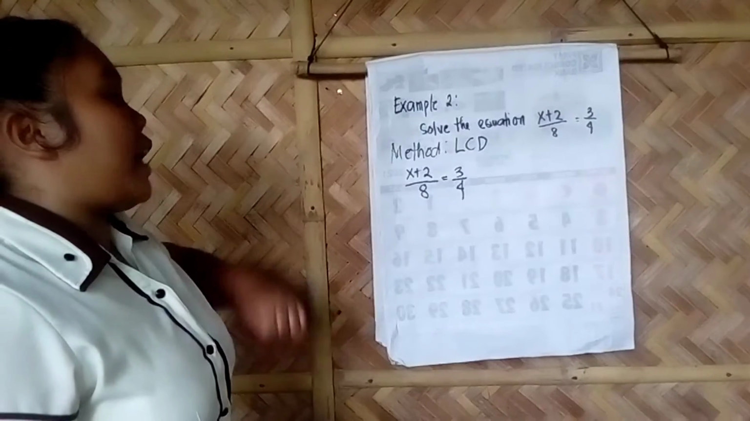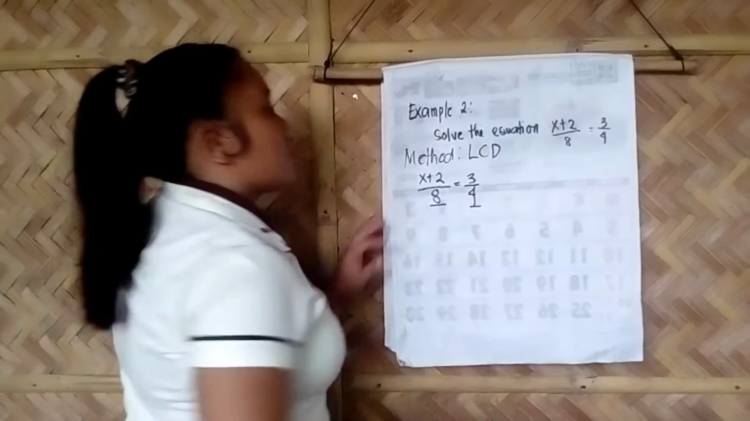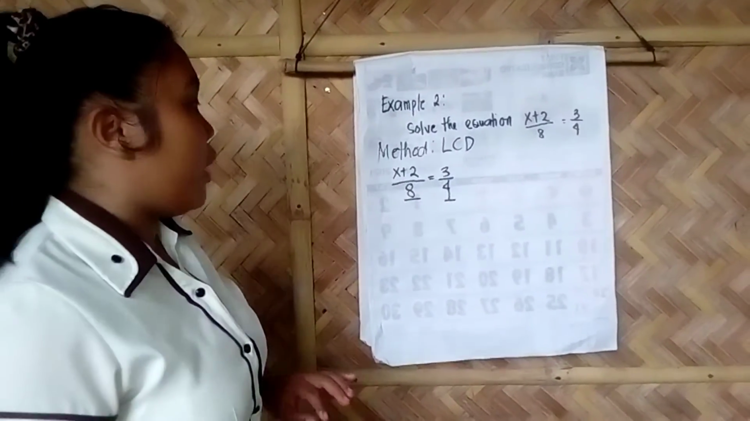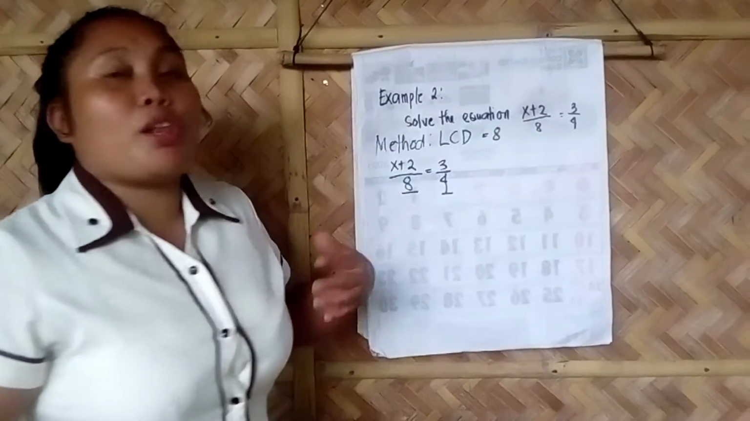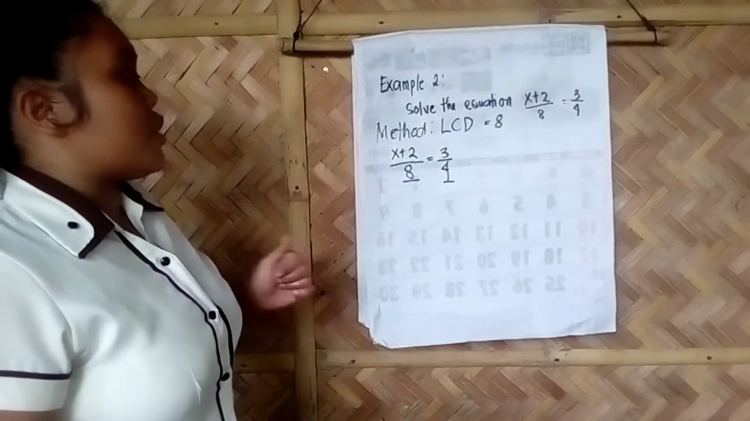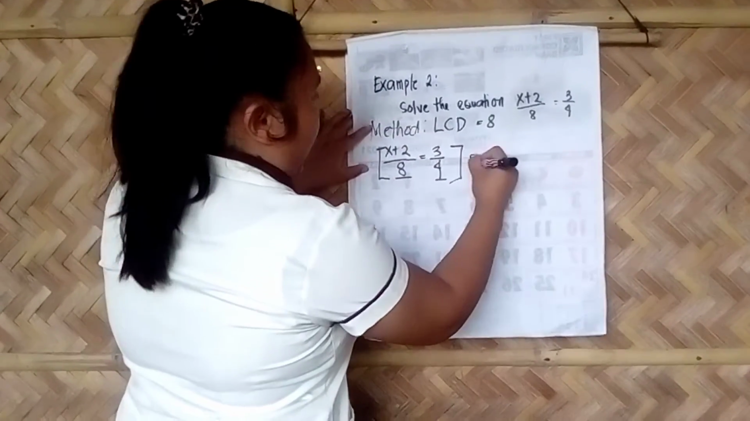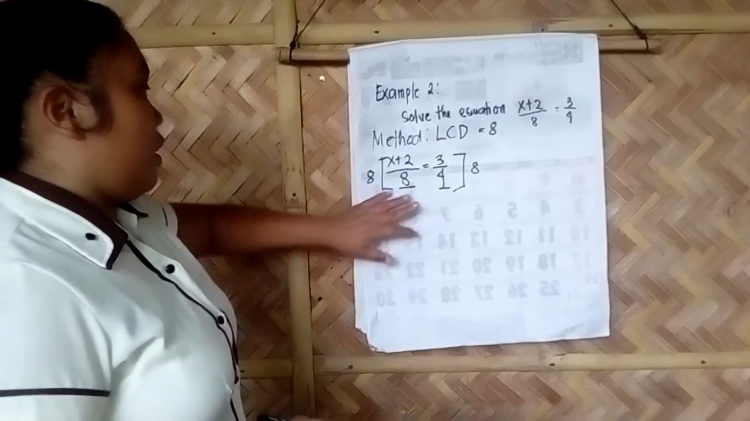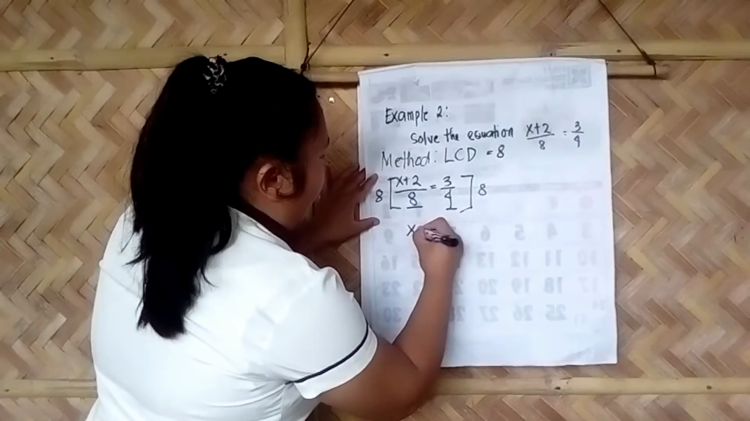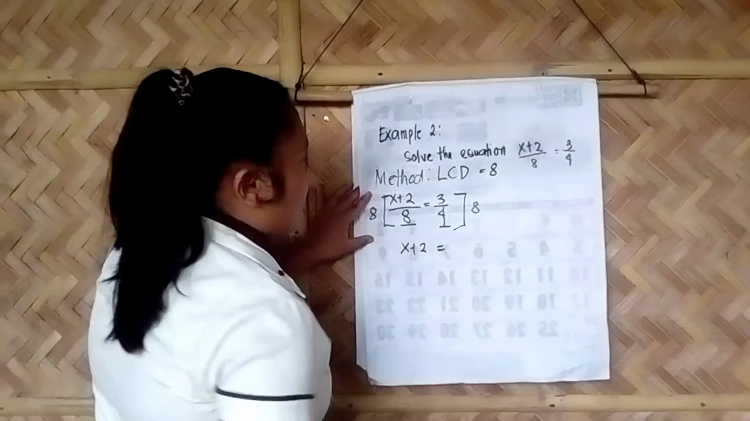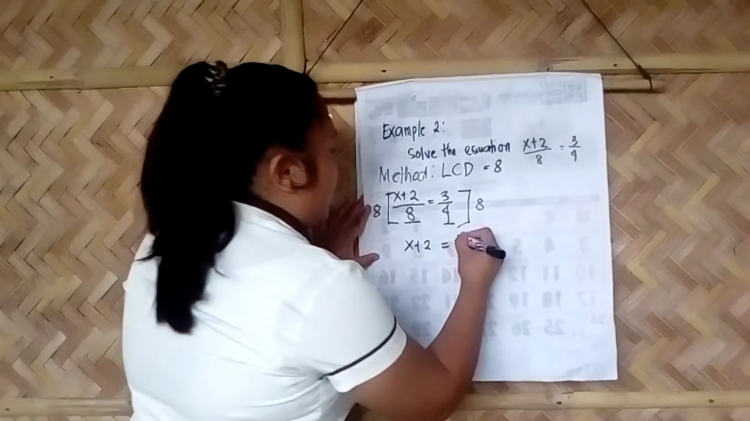Okay, the denominators here are 8 and 4. So what is the LCD of 8 and 4? The LCD of 8 and 4 is 8. Since we already have our LCD, we are going to multiply the LCD, which is 8, to both sides. On the left side, the answer will be x plus 2 equals 3 times 8 equals 24 divided by 4 equals 6.